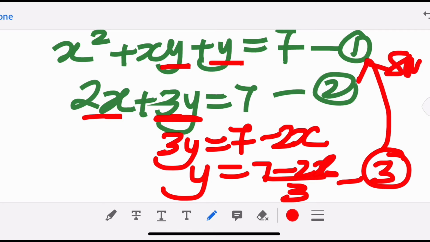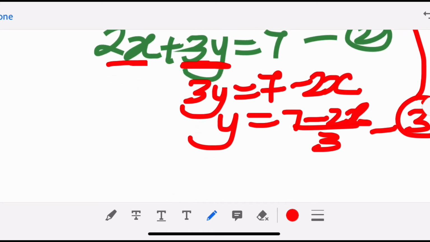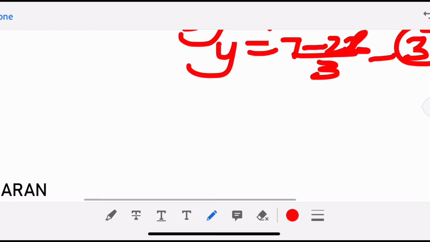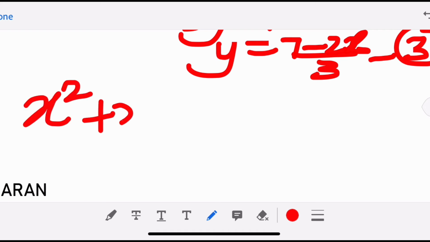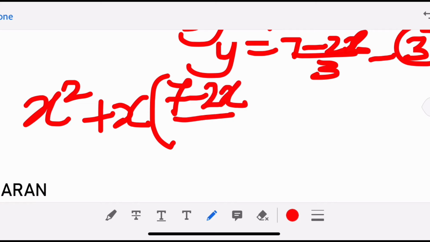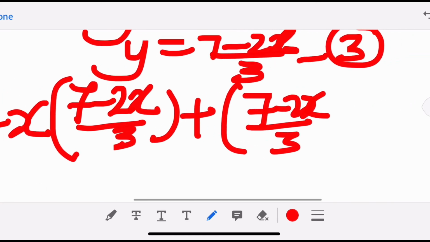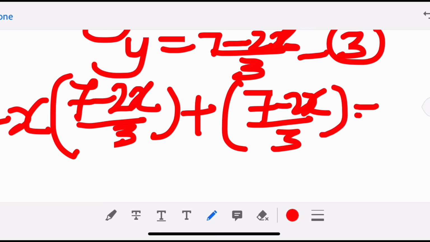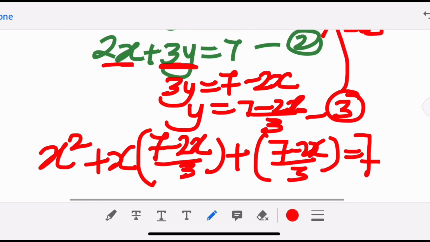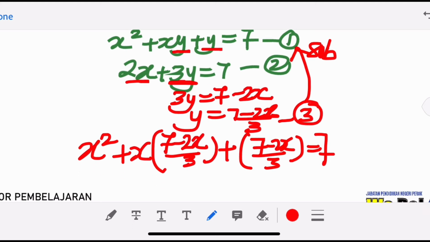Substitute. Okay, so we will substitute 3 into 1. Now x squared plus x. When we see y, we substitute 7 minus 2x over 3. When we see y again, we write 7 minus 2x over 3, and then it is equal to 7. Right? So this is how you substitute.